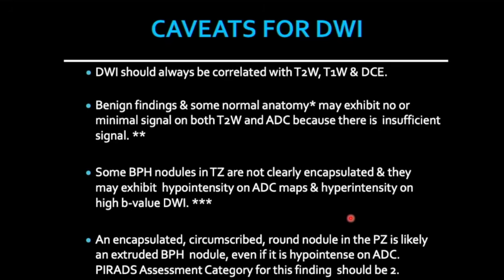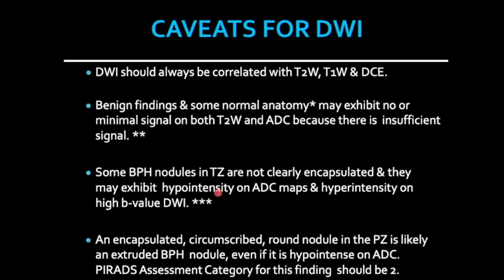Some benign findings and some normal anatomy, such as calculi, calcifications, areas of fibrosis, dense anterior fibromuscular stroma and some blood products from a prior biopsy, may exhibit hypointensity on both the T2 weighted images and ADC maps because there is insufficient signal. But these will also show hypointensity on the diffusion weighted images. So this is the caveat.